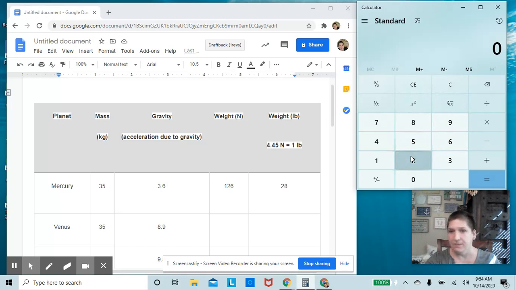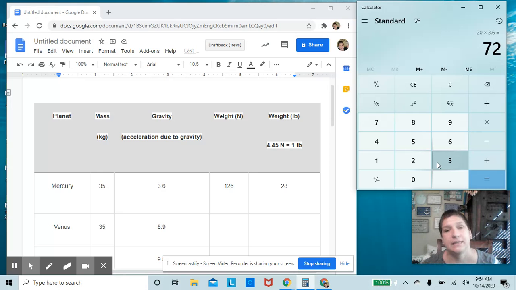So I'm going to take my pumpkin, again still 20 kilograms, and multiply that by the acceleration of gravity on Mercury, which is 3.6. So what would my pumpkin weigh on Mercury? It would only weigh 72 newtons. Does that mean that my pumpkin suddenly got smaller?